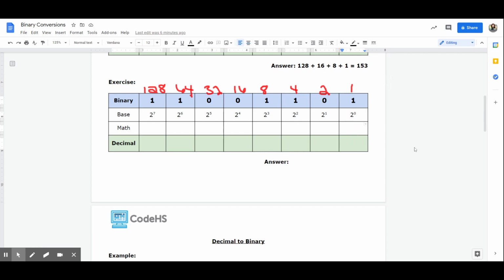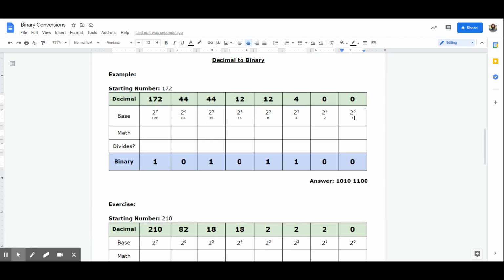There's a 1, so we're going to take 1 times 1. If there's a 0, then it's just 0. You could put in the math 0 times whatever place that is. Once you have the math completed, pull the answer down into the decimal row. Your answer is going to be all of these numbers added together. I've written the actual values of the binary numbers below the place value notation because that helps me out.